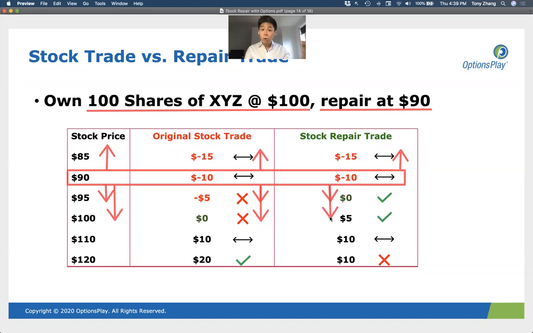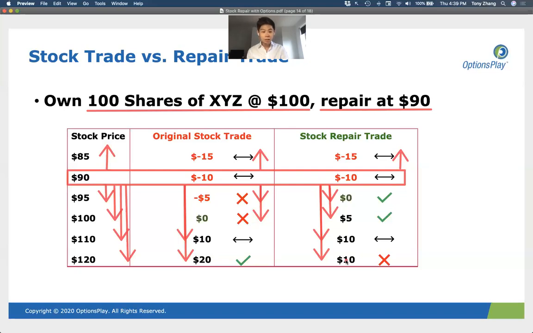So if you got back to your original stock break-even price and you put on a repair strategy, you would make a profit. If you exceeded your original break-even price to the upside, up to a certain amount, you will actually be the same between the two. So at some point, the original stock trade starts to outperform the stock repair trade. If the stock makes a big move to the upside, your original stock trade would benefit from that, but your stock repair trade would be capped at the $10 maximum that you can make. You cannot make any more money if the stock rallies significantly.